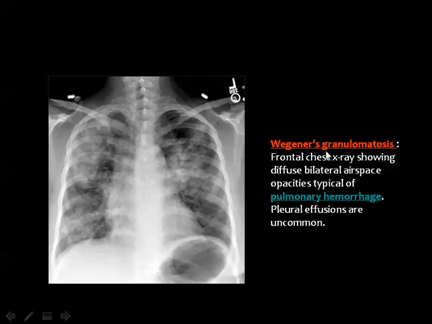Then, if you know that the patient had Wegener granulomatosis and you got these opacities in the lung, one may say the patient with Wegener granulomatosis cannot have pneumonia, or he can. He can, of course. The patient with Wegener may be affected by pneumonia or pulmonary hemorrhage. Then how can you discriminate between both?